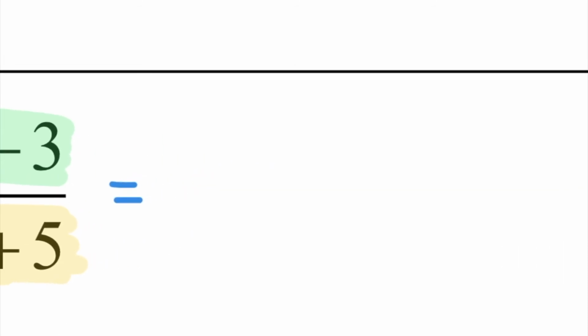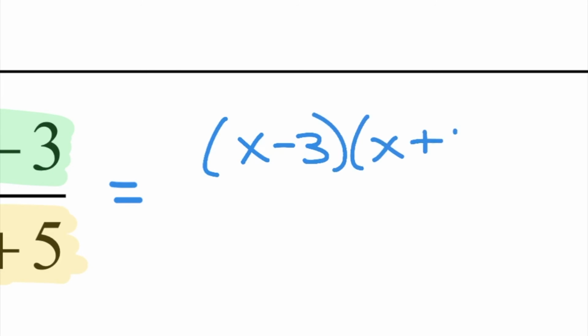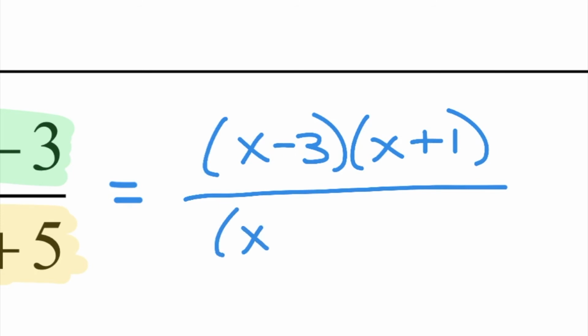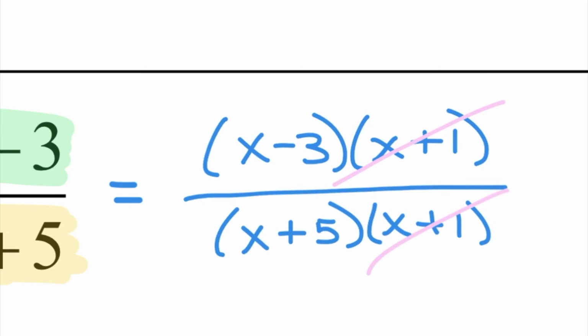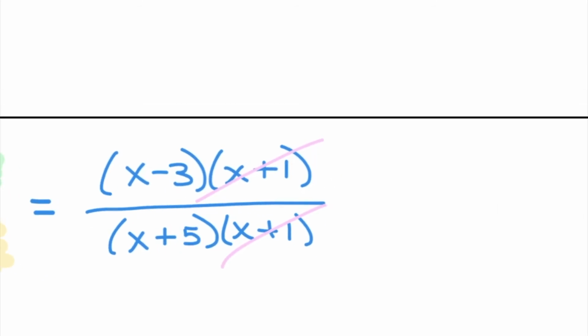And when you factored, you should have gotten in the numerator x minus 3 times x plus 1. And in the denominator, you should have gotten x plus 5 times x plus 1. And then you're going to cancel the x plus 1s. And so simplified, this expression is x minus 3 over x plus 5.